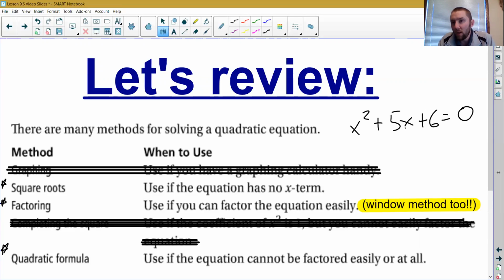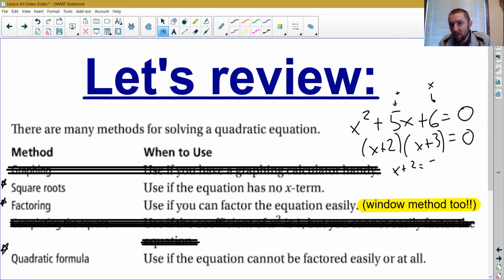Well, this equation we can factor by finding two numbers that multiply to make 6 and add up to make 5. Those numbers would be 2 and 3. X plus 2, x plus 3. Set each of those to 0, right? X plus 2 equals 0. X plus 3 equals 0. And we can solve from there. X equals -2, x equals -3.